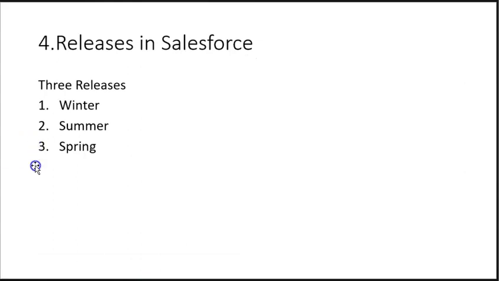Next, moving to the releases in Salesforce. This is also very important. Releases happen once every 4 months. So every year, SFDC provides upgraded features 3 times. There are 3 releases: winter, summer, and spring. If they launch or develop any new features, they'll release them at that time.